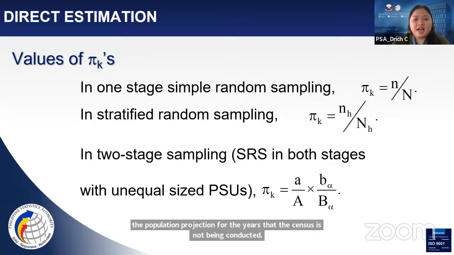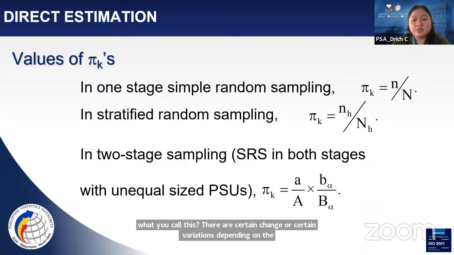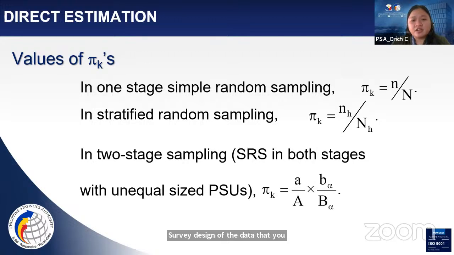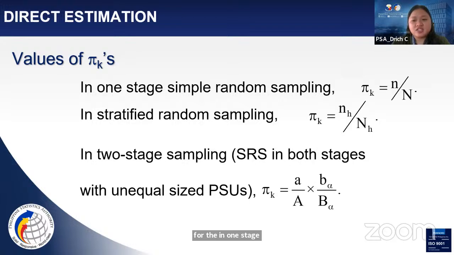And then for the values of the lambda sub k, there are certain variations depending on the survey design of the data that you are obtaining. So for example, in one-stage simple random sampling, lambda sub k is just the sample size over the total population, while in stratified random sampling, you have a different one; it depends on your stratification.